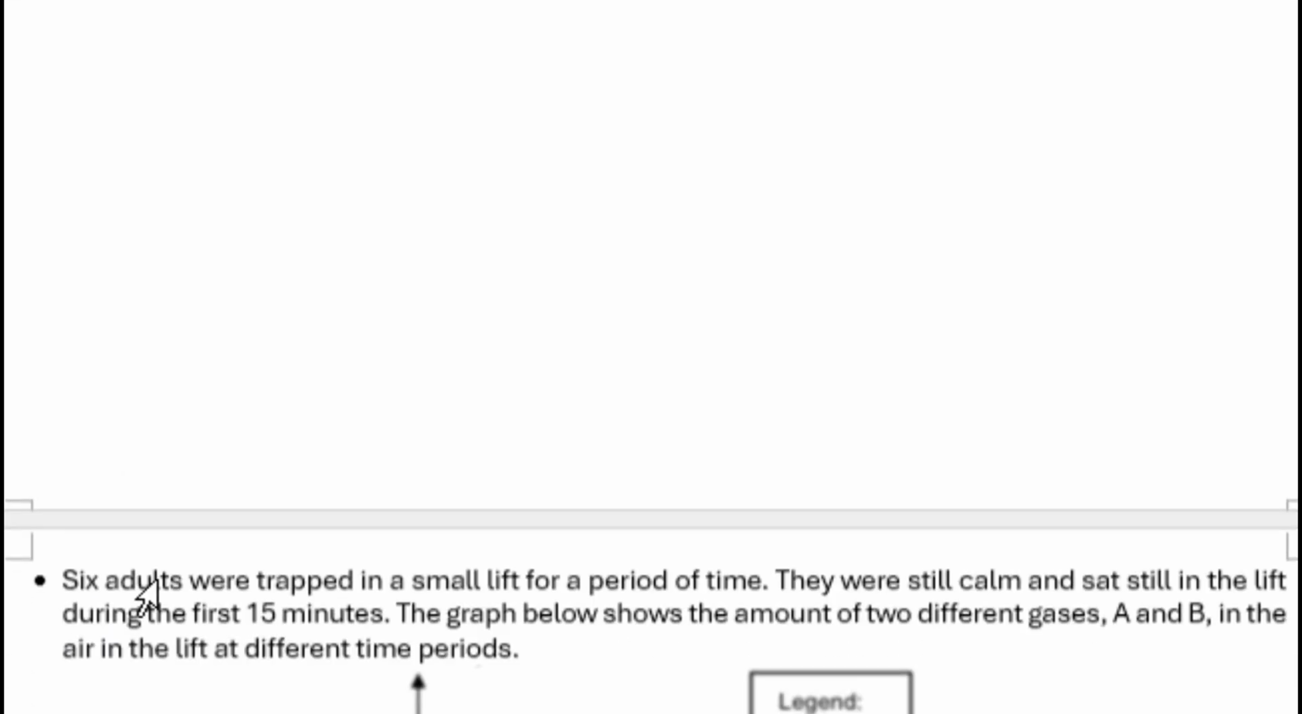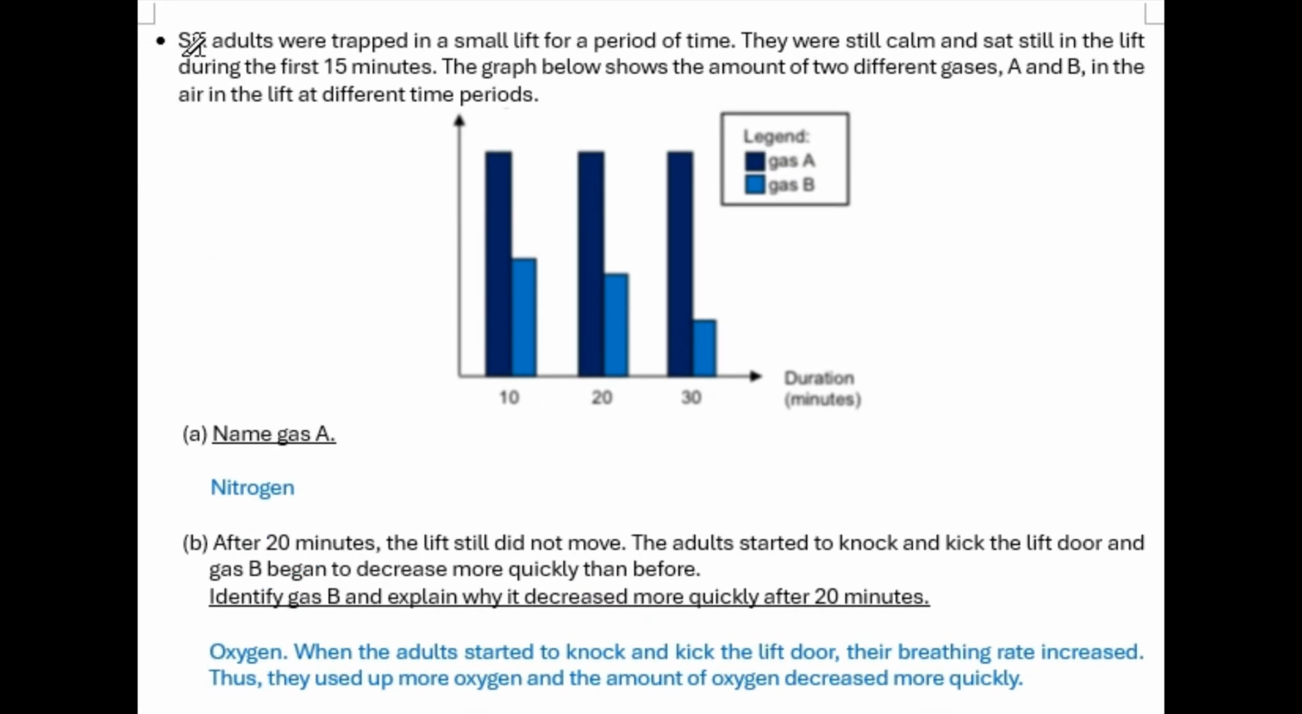6 adults were trapped in a small lift for a period of time. They were still calm and sat still in the lift during the first 15 minutes. The graph below shows the amount of two different gases, A and B, in the air in the lift at different time periods. A. Name gas A. Nitrogen.